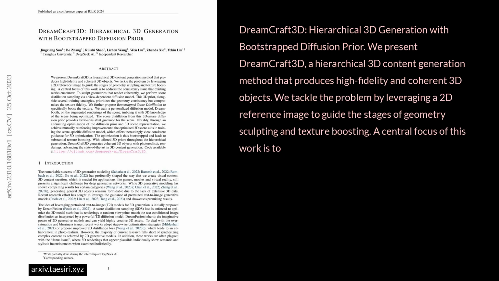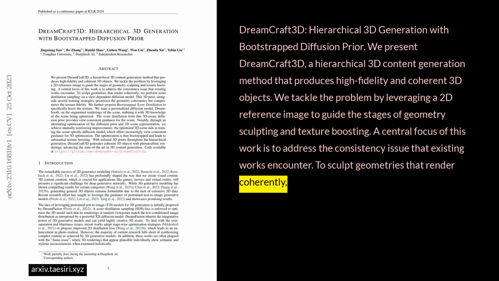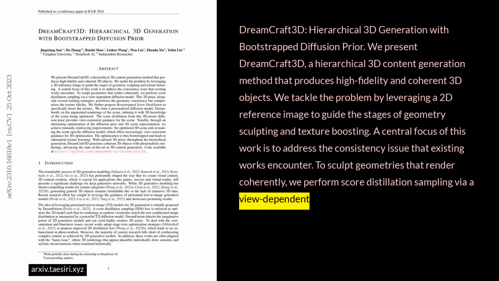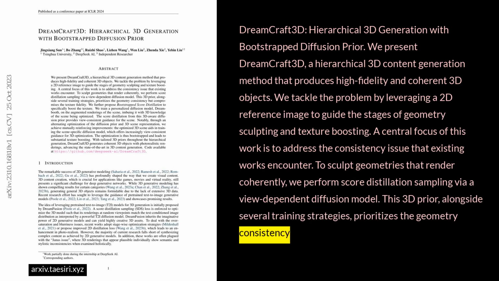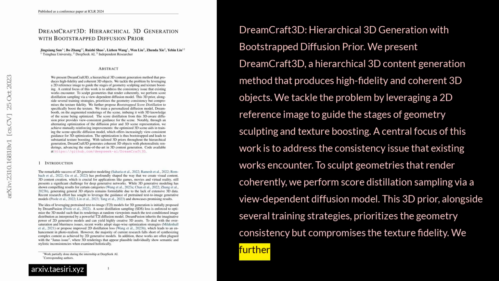A central focus of this work is to address the consistency issue that existing works encounter. To sculpt geometries that render coherently, we perform score distillation sampling via a view-dependent diffusion model. This 3D prior, alongside several training strategies, prioritizes the geometry consistency but compromises the texture fidelity. We further propose bootstrapped score distillation to specifically boost the texture.